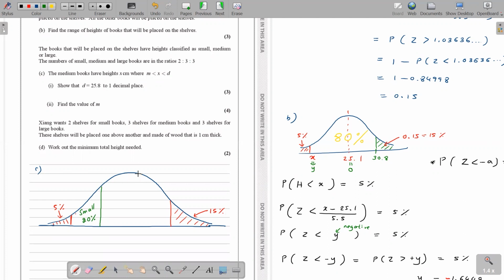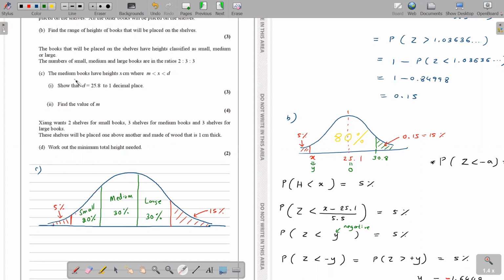And then the medium region has how much? 30% of the area. And the large region has how much? Another 30% of the area. Do you realize what's going on here? 2 to 3 to 3, how I divide the ratios, how I divide the area. The 80% area was divided in the ratio. So then I got 20% for small, 30% for medium, 30% for large.